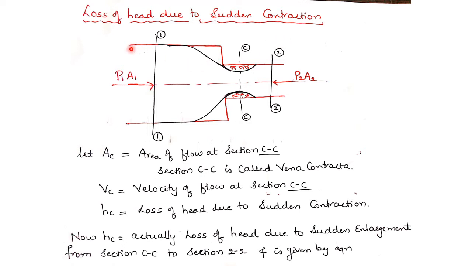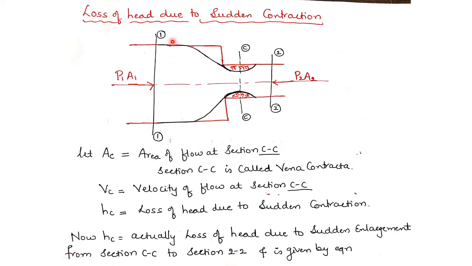See here, the flow is taking place from the left to the right, that is from the larger diameter pipe to the smaller diameter pipe. Flow is taking place in this direction. Pressure P1 is acting on the cross sectional area A1 of the pipe, and pressure P2 is acting on the cross sectional area A2 of the pipe, opposite to the direction of the flow.